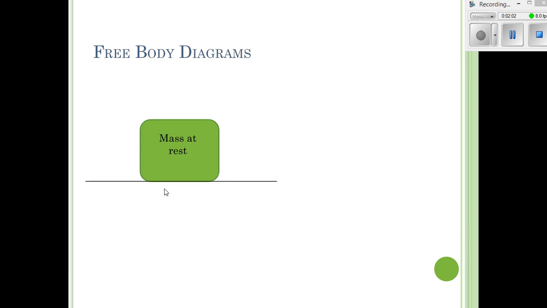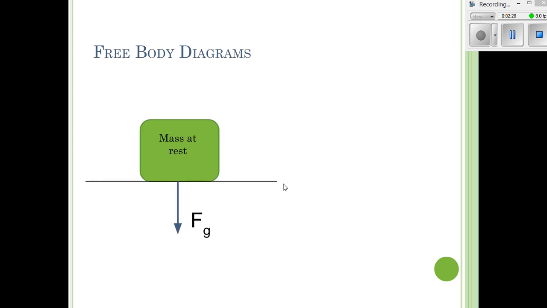So next we're going to go over some examples. Let's say we have a mass at rest. Okay, so if it's at rest, that means we have no velocity, we have no acceleration. So be aware, this also means that the net force acting on this object is 0. Okay? We're going to assume that this line is some type of surface, whether it's the floor or a table, it doesn't really matter, but there is a surface.